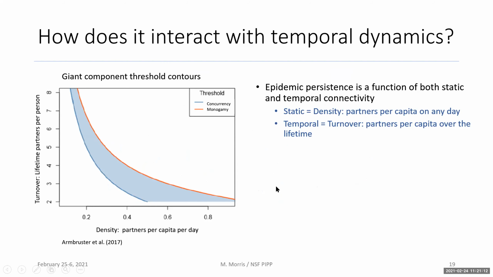So obviously, this cross-sectional connectivity does interact with temporal connectivity. And you can think of epidemic persistence as a function of both the static and the temporal connectivity in the network. The static connectivity is the density. It's the partners per capita on any day in the network on a cross-section. The temporal refers to the turnover. It's the partners per capita, say, over the lifetime.